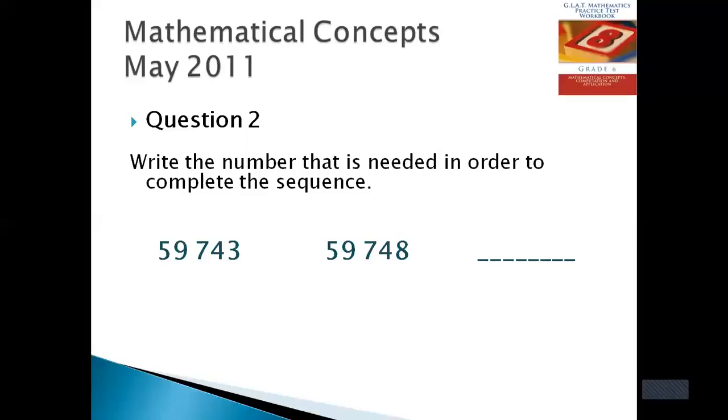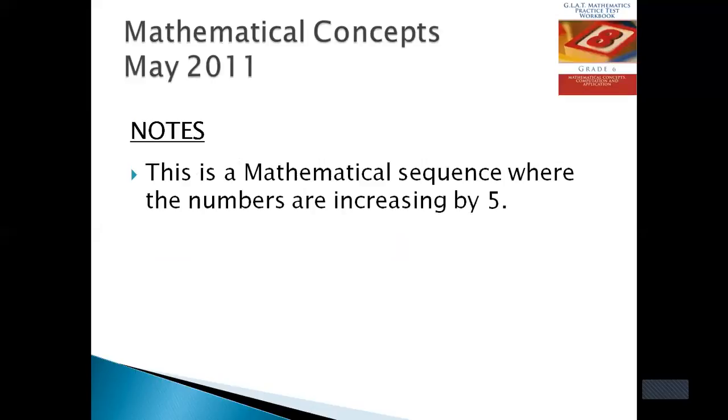The first number we have is 59,743. The second number is 59,748. And so we ask ourselves, what change occurred from our first number to our second number? Let's look and see what rule applies here. In this instance, we have a mathematical sequence where the number is increasing by 5. Let's take a look at that.